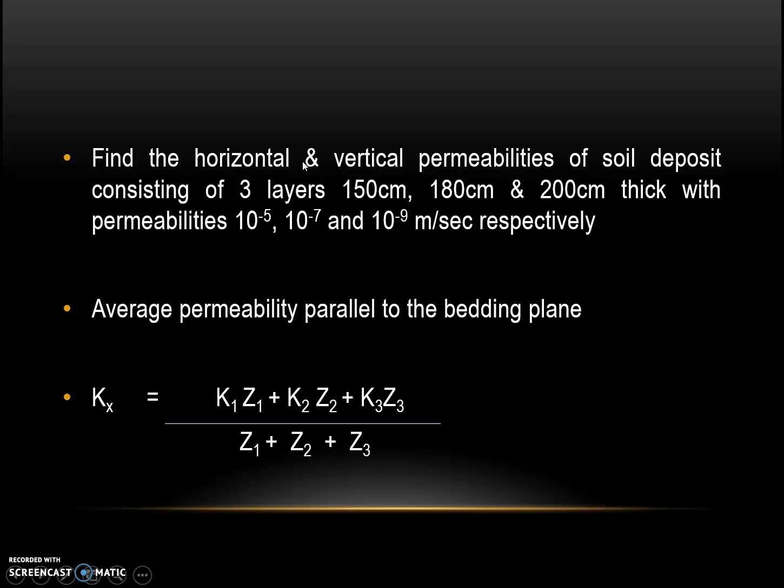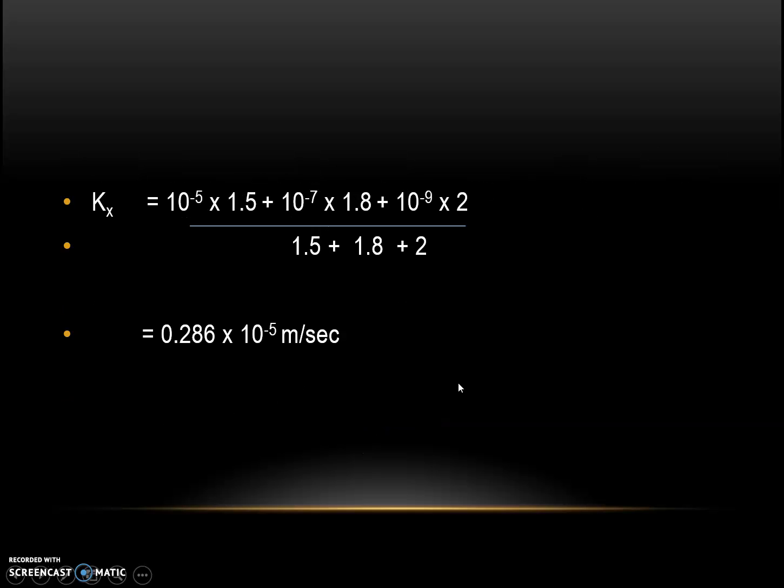Now we will find the horizontal and vertical permeabilities of a soil deposit consisting of 3 layers, 150, 180 and 200 cm thick, with permeabilities 10 raised to minus 5, 10 raised to minus 7 and 10 raised to minus 9 meter per second. Average permeability parallel to the bedding plane can be given by the formula Kx equal to K1Z1 plus K2Z2 plus K3Z3 whole divided by Z1 plus Z2 plus Z3.